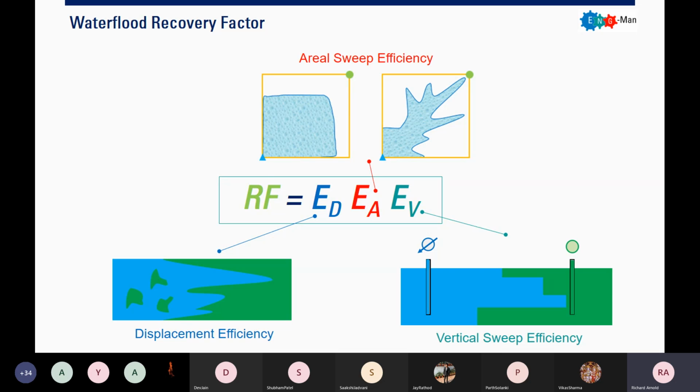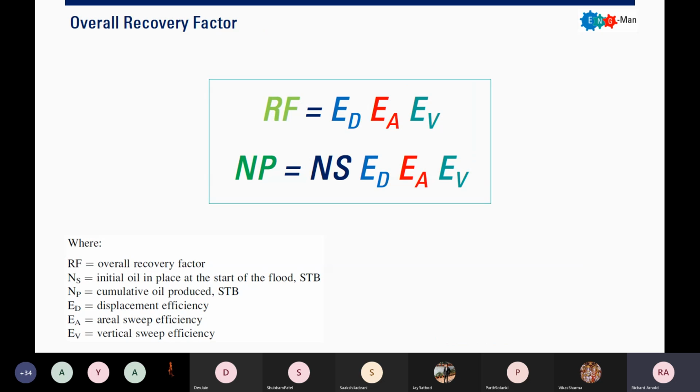And to calculate the cumulative production that we can recover from water flood, this is the simple formula to calculate it. So NP is cumulative oil produced after the water flood, and N is the initial oil in place at the start of the water flood, and of course displacement efficiency, areal sweep efficiency, and vertical sweep efficiency. So we need to actually calculate or estimate the displacement efficiency, areal sweep efficiency, and of course vertical sweep efficiency. And these are the things that we will learn in this presentation.